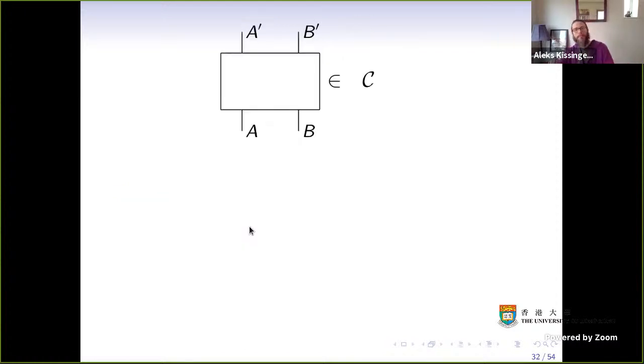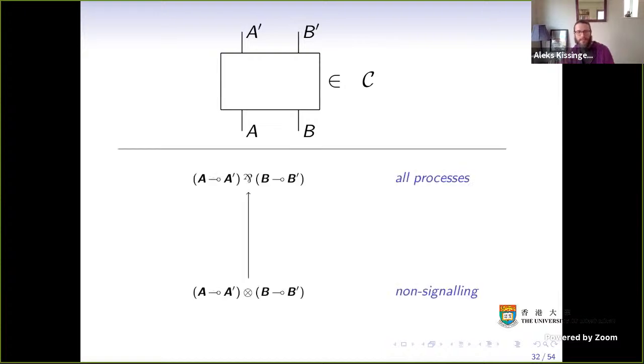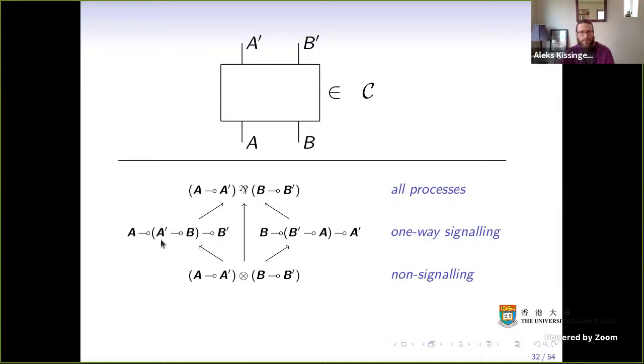So for a bipartite process like this, I get a kind of lattice of different kinds of conditions that I can put on this thing. The minimal thing is non-signaling processes. The maximal thing is all processes. And in between, there are two ways in which it could be one-way signaling. All of these things are embeddings.